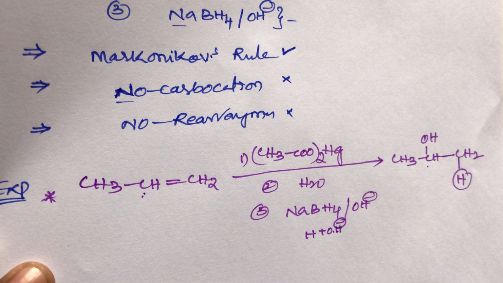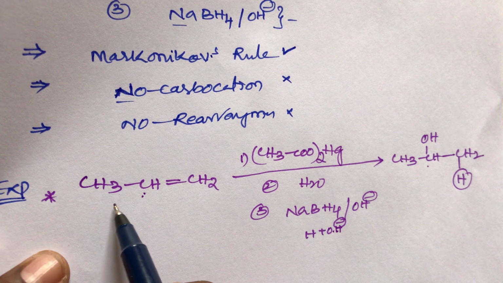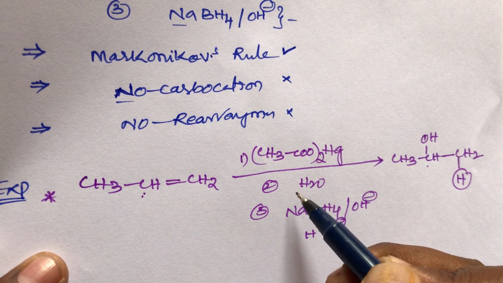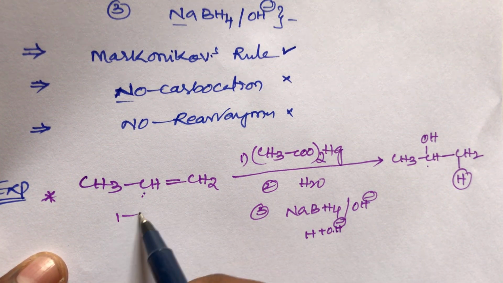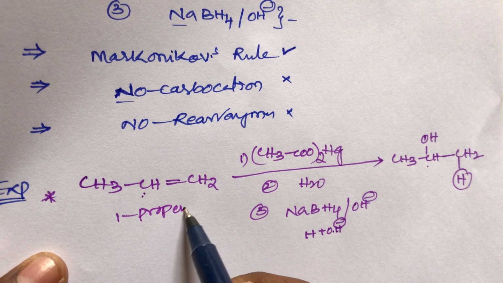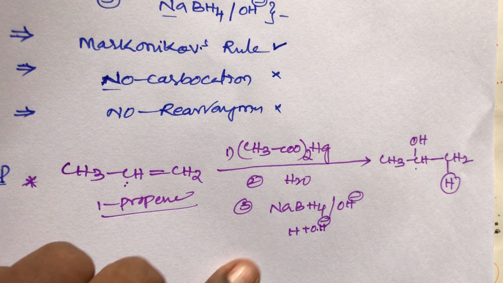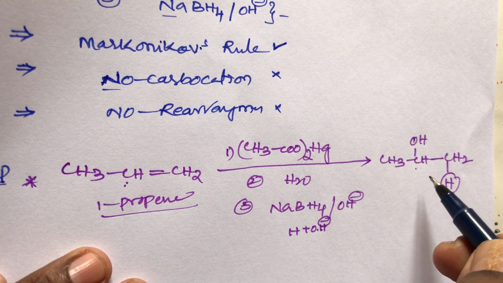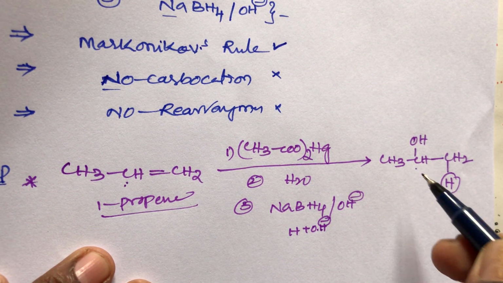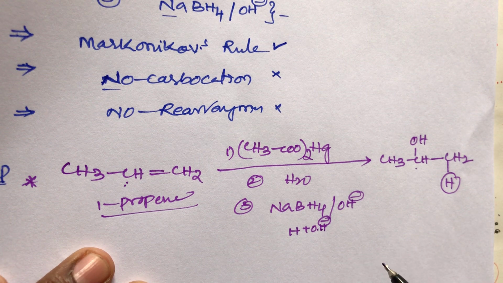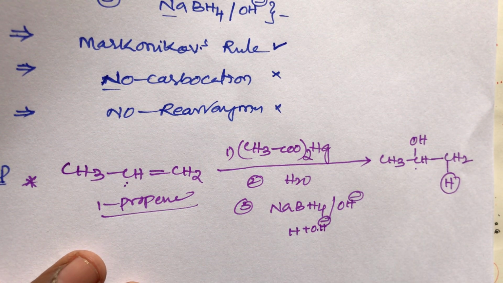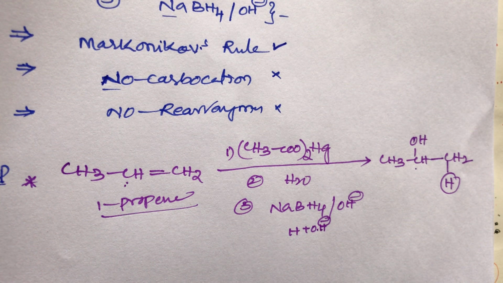We already discussed the mechanism in a previous video. 1-propene, CH3CH=CH2, in the presence of mercuric acetate and water, then sodium borohydride, gives 2-propanol, or 2-hydroxypropane. It is an anti-addition reaction. This is a simple trick, student. So this is the main important point, student.